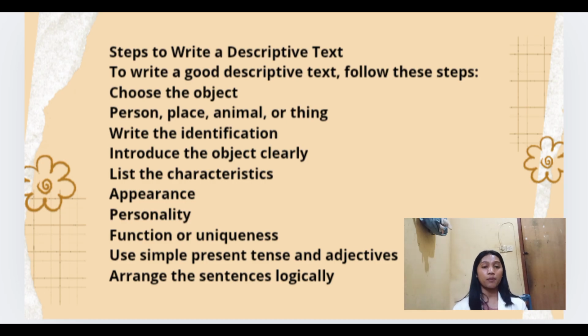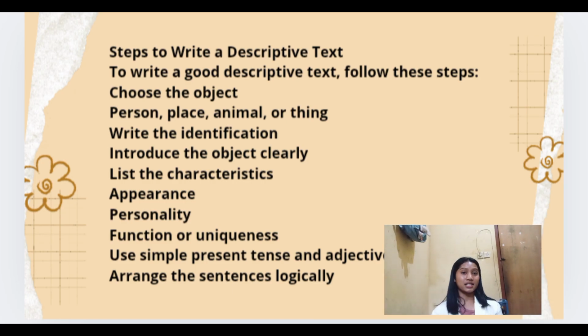The first is appearance, secondly personality, thirdly is function or uniqueness, and the fourth is use simple present tense and adjectives, and fifth is arrange the sentences logically. These steps help students write in an organized way. By following them, students can develop ideas clearly and avoid missing important details.